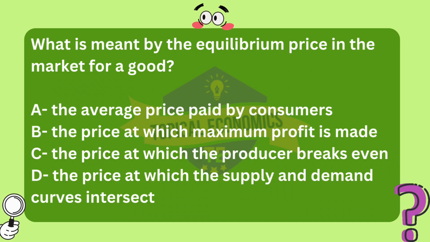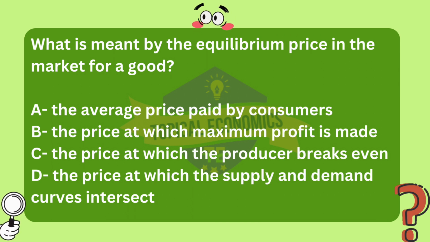What is meant by the equilibrium price in the market for a good? A. The average price paid by consumers. B. The price at which maximum profit is made. C. The price at which the producer breaks even. D. The price at which the supply and demand curves intersect. This question is from year 2019 February-March version 2. The correct answer for this question is option D. The price at which the supply and demand curves intersect.